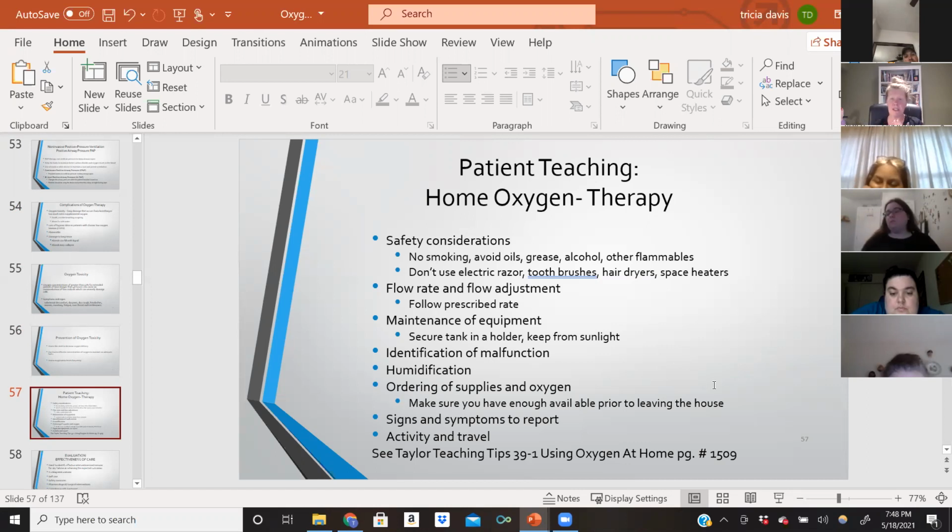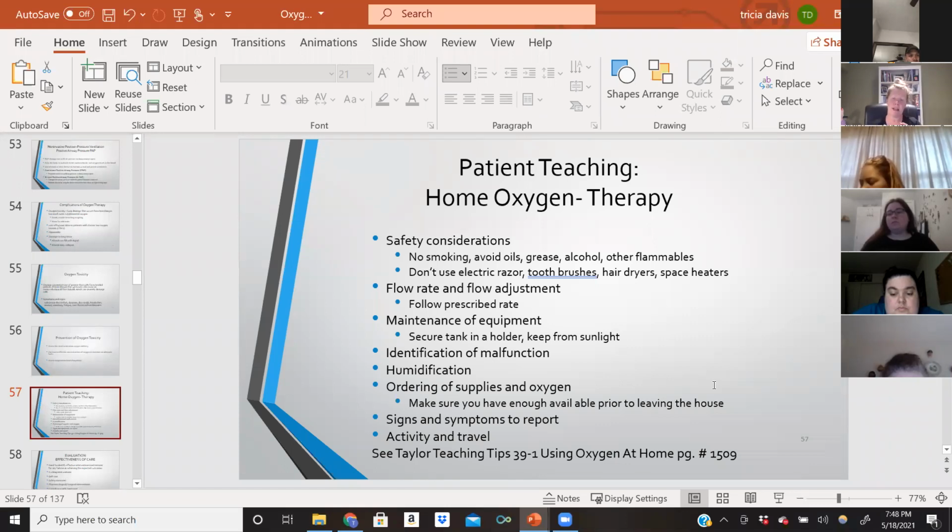And then we want the patient to have an adequate amount of their supplies and their oxygen. So we want them to know what parameters to follow with regards to ordering it. So when your oxygen gets down to this number, this is when you should call and order it. You always want to make sure you have enough supplies with you before you leave the house. Anticipate how long you're going to be gone so that you don't run out of oxygen while you're out.